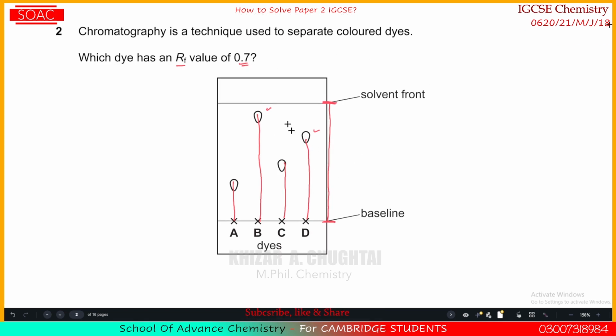You can estimate that this point is showing almost 90% travel. If the total journey of the solvent is equal to 100, then it is showing 90 over 100, so maybe 0.9. Similarly, this point is showing 70% of the journey and its Rf value will be equal to 0.7, most likely D. D is the correct option.